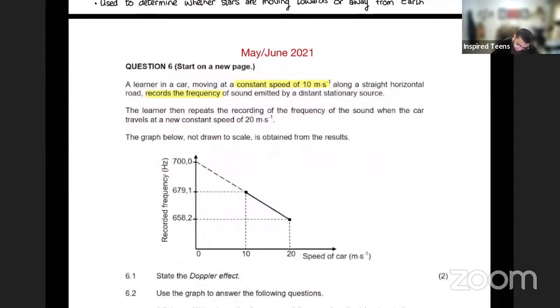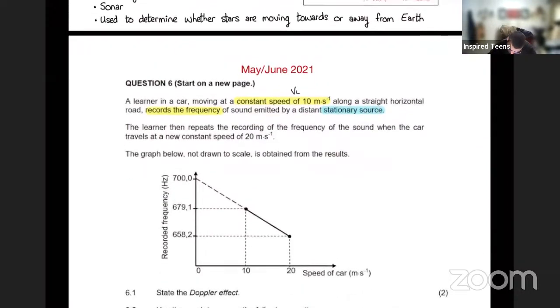Actually, it's in black, so we don't confuse it. Listener. Okay. A sound emitted by a distant stationary source. Stationary source means that the velocity of the source is 0. So this is velocity of the source. Okay, so this is a good way to approach this question or any question.